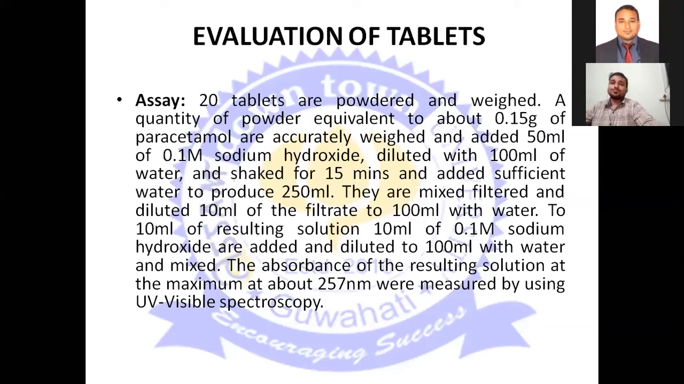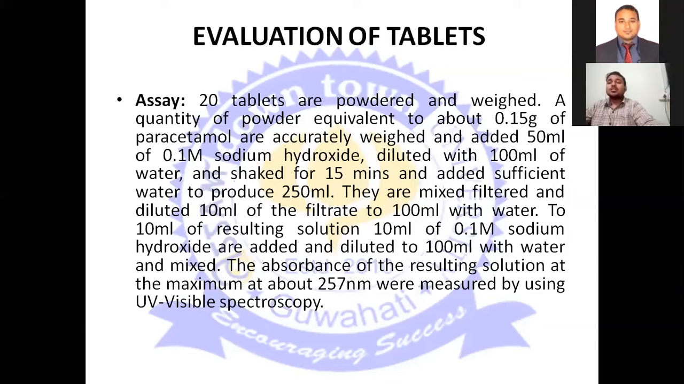Okay, after that they are mixed and filtered, and 10 ml of the filtrate is diluted to 100 ml with water. So we have to go for the filtration, and after filtration we dilute with water. After dilution, we add 100 ml of 0.1 molar sodium hydroxide, and measure the absorbance of the resulting solution at the maximum, that means the lambda max, about 257 nanometer.